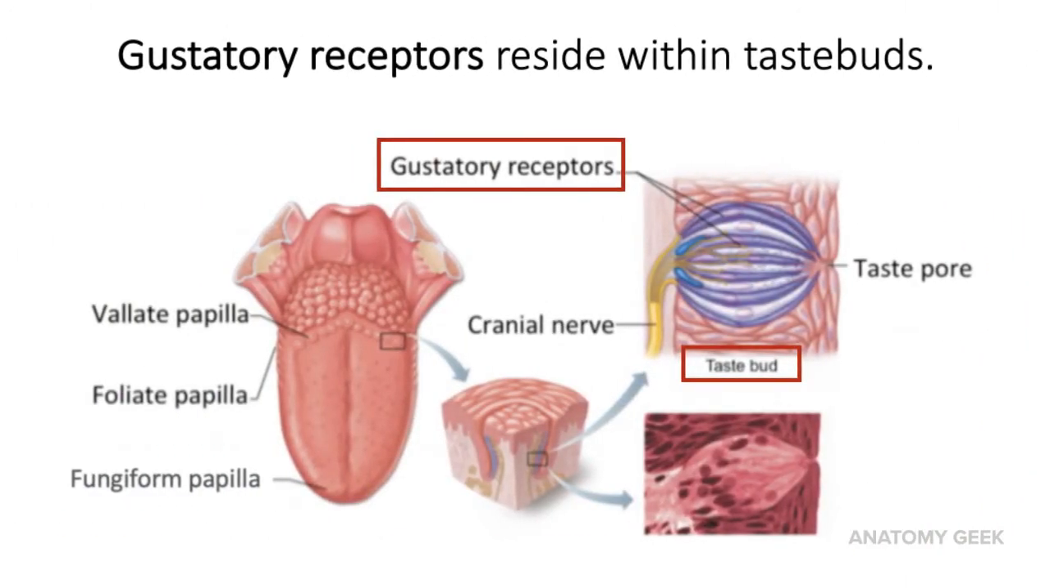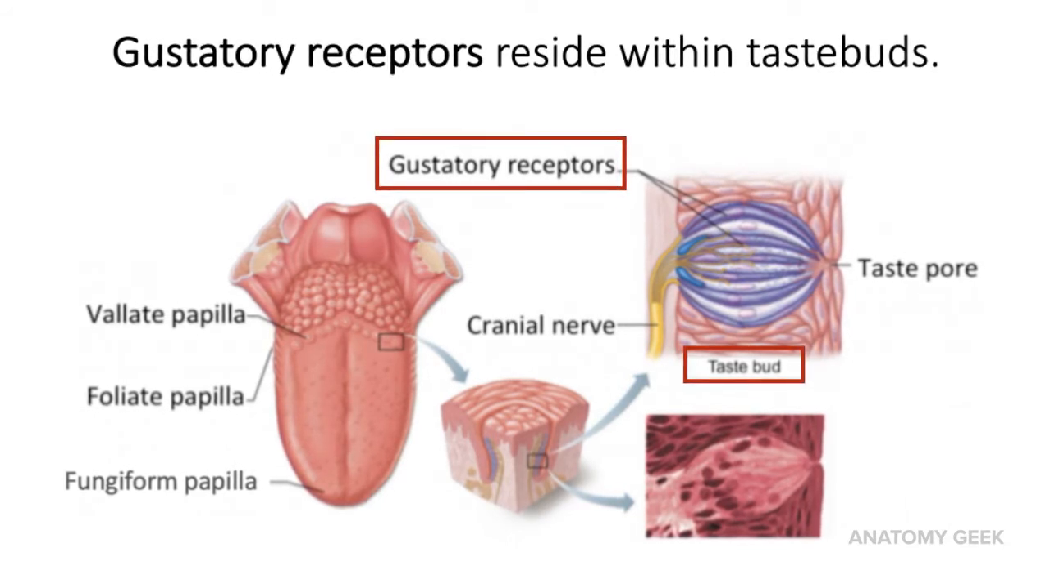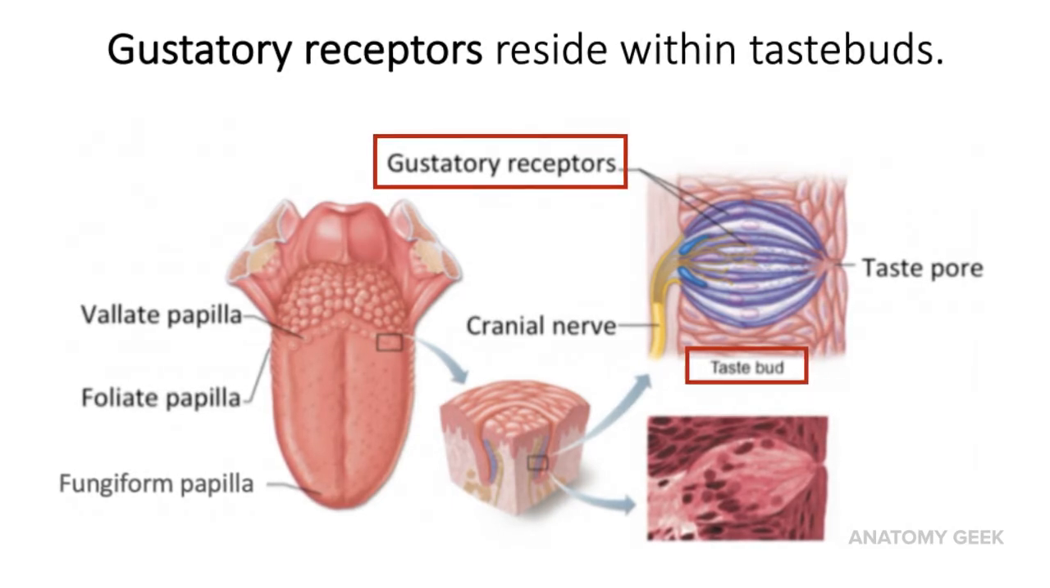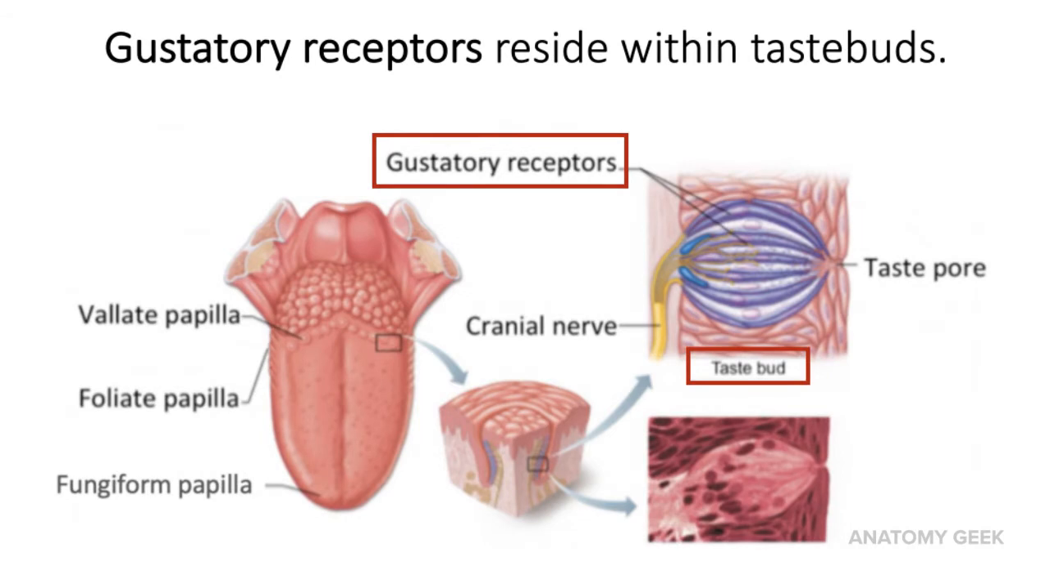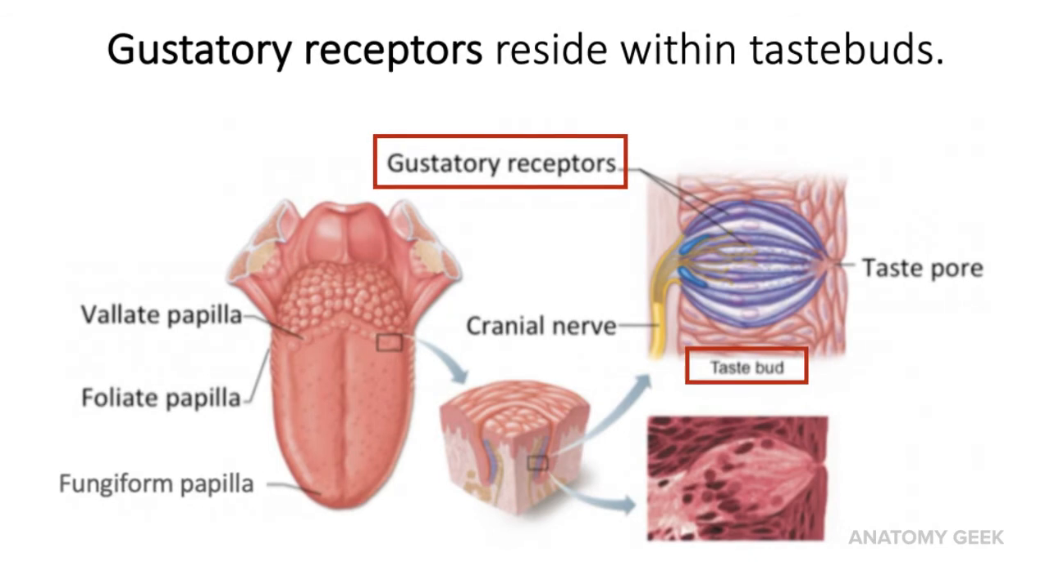Now, along the papillae are invaginations or indentations where the taste buds reside. As you chew food and your saliva breaks down the chemicals in the food, the tastant will migrate into the taste bud through the taste pore. That molecule will bind to a gustatory receptor and cause that gustatory receptor to fire, and a cranial nerve will take that taste information to the brain.